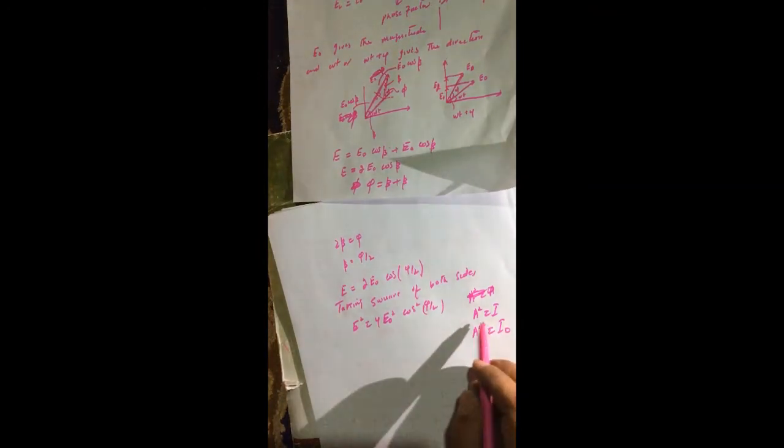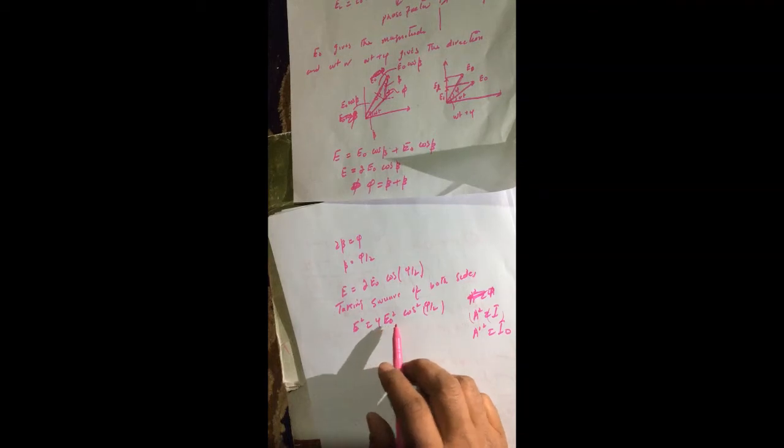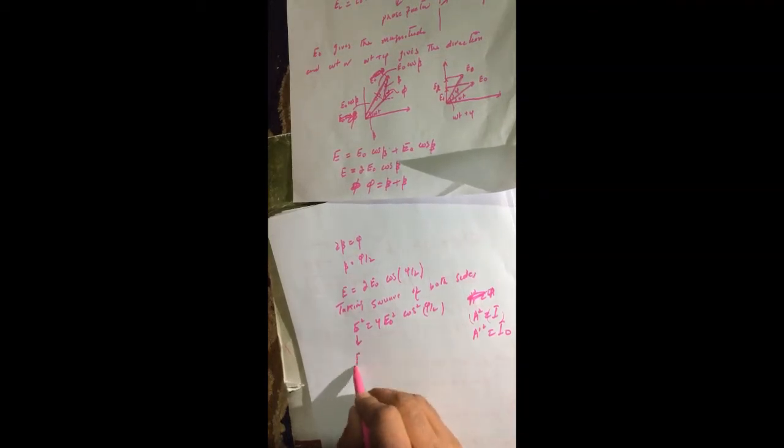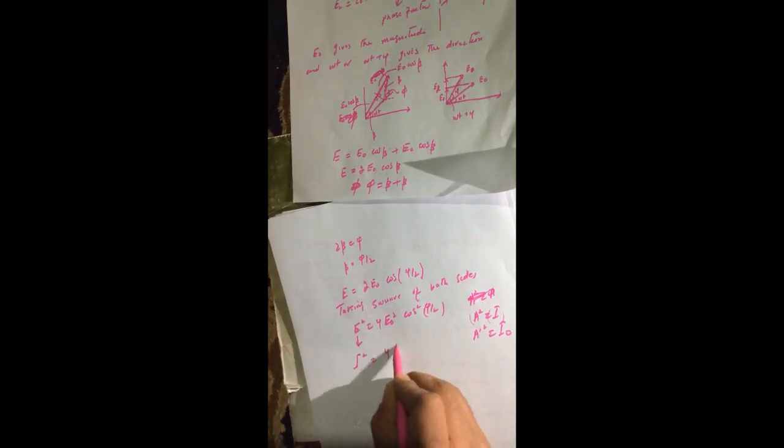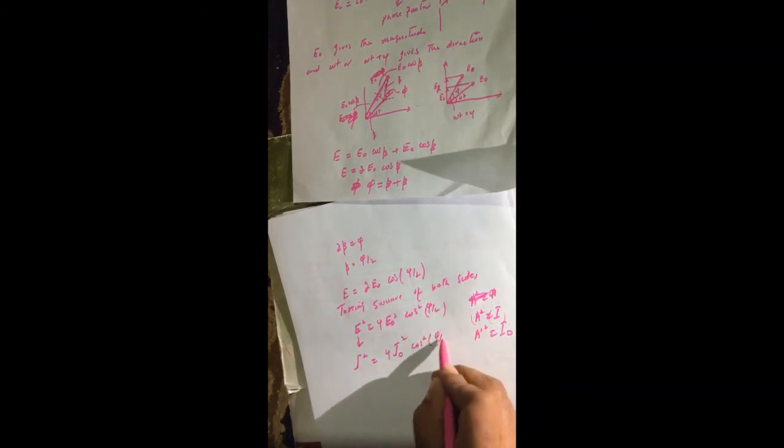So the intensity of electromagnetic wave is proportional to the square of its amplitude. Now the wave with amplitude E naught is intensity I naught, and that is proportional to E naught square. So this equation can be written as I square, which is equal to 4 I naught square cos square phi divided by 2.